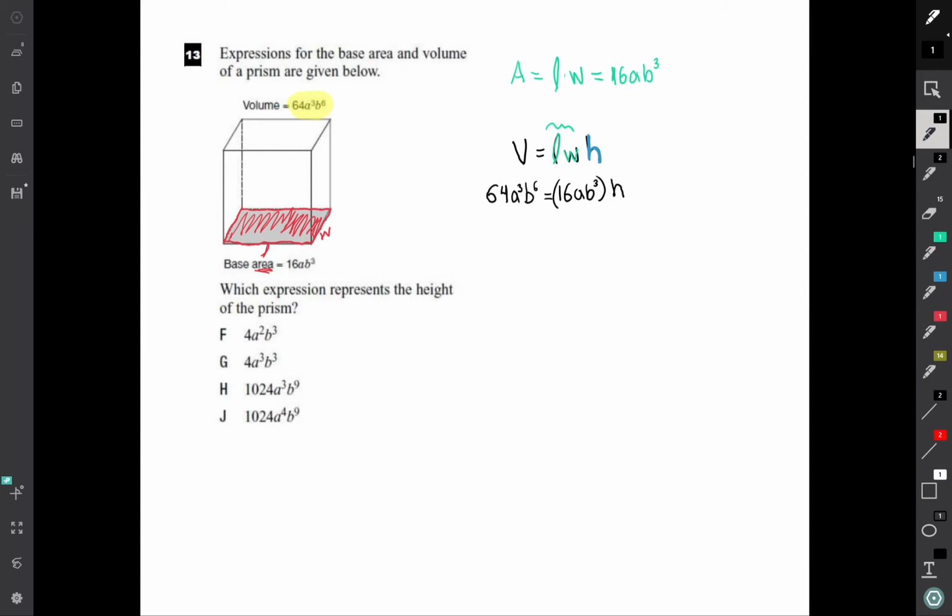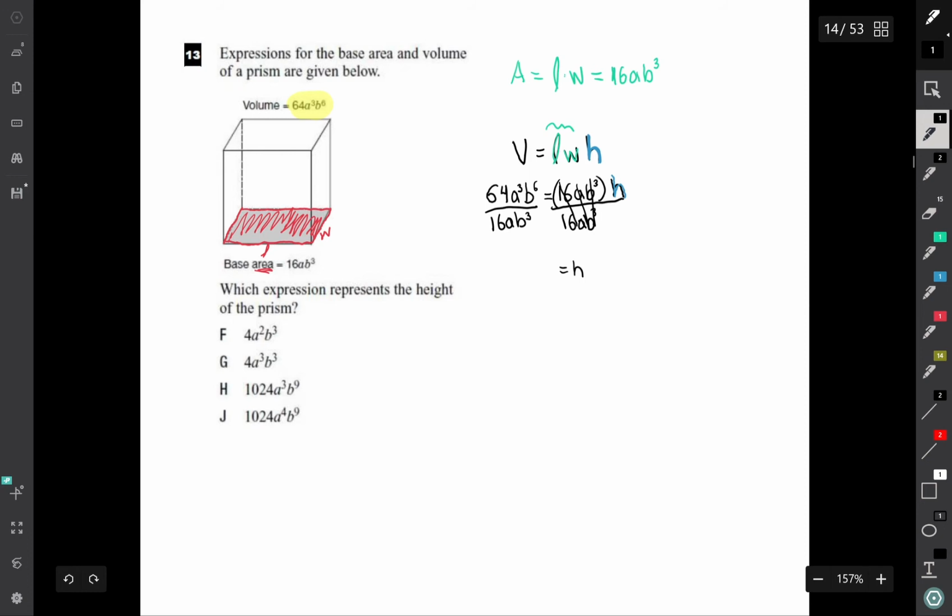All right, now what's left to do? Well, we have to isolate for h. Remember, that's what we're trying to find. The whole goal is to get h alone. So again, we're going to divide both sides, and the way we get h alone is to divide both sides by 16ab cubed. That's good because it cancels everything out here, and all we're left with is an h.